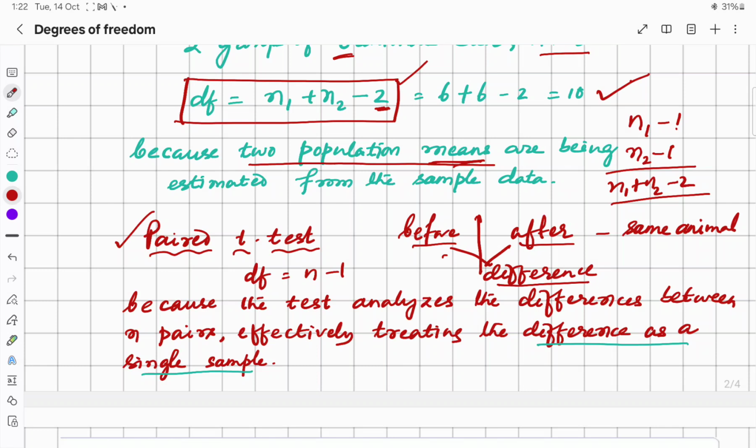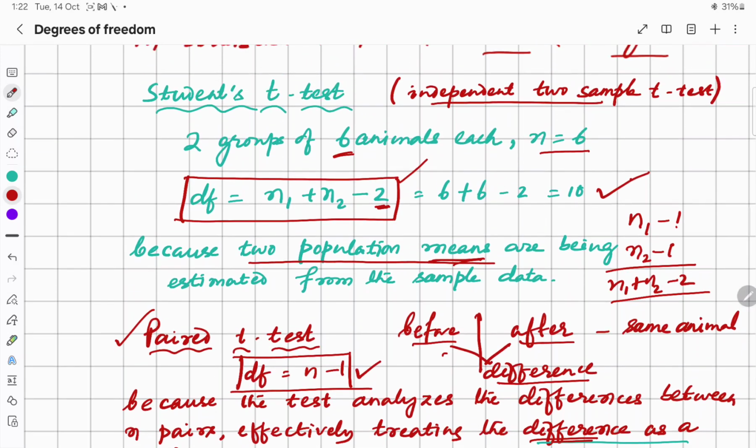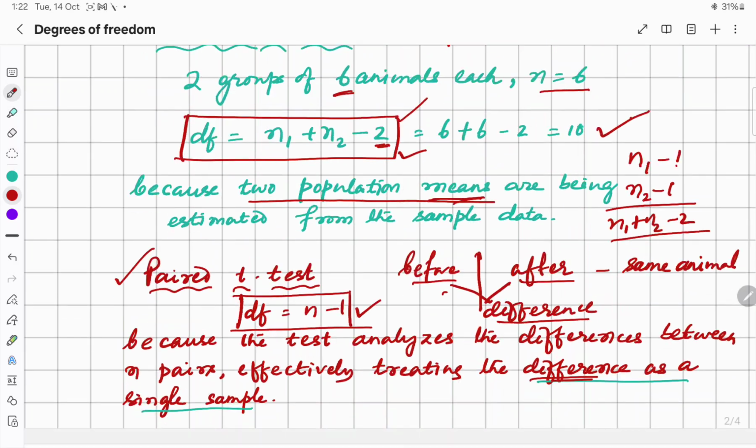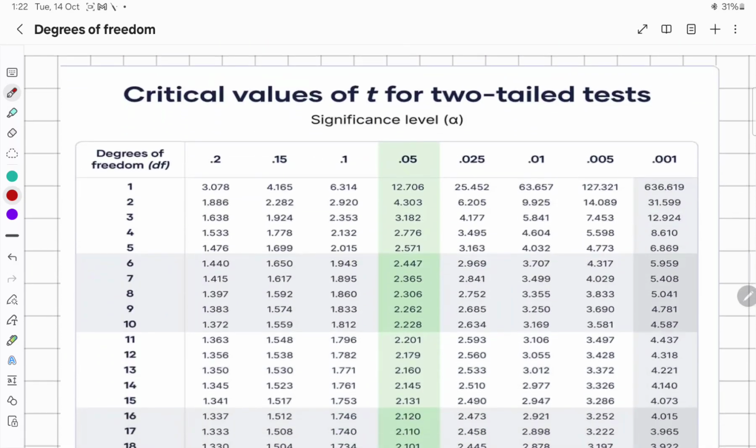So suppose the sample size is n, then the differences between all the n pairs will be analyzed, and in this case we will treat the difference as a single sample. So here the degree of freedom is equal to n minus 1. For any one sample test we can have this formula. For any two sample t-test we can have this formula. So you can check it.